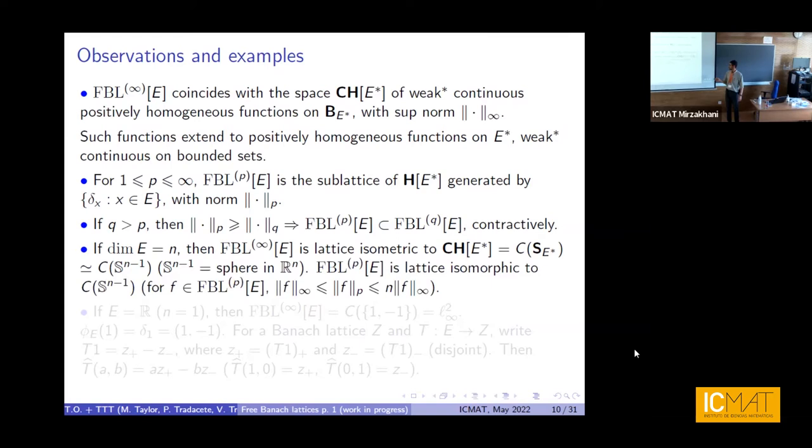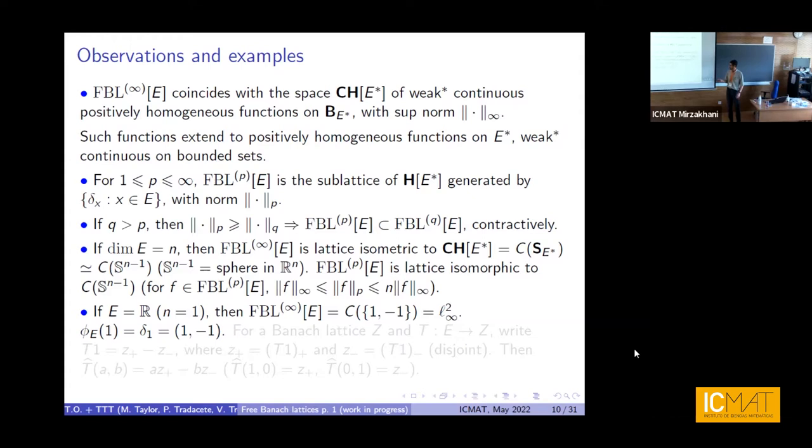When p is finite, we don't have this isometric identification, but we still have an isomorphic identification. And we actually have control of the norms because, in general, the p norm will be greater than or equal to the infinity norm, and in turn this will be less than or equal to n times the infinity norm, where n is once again the dimension of E. It's also easy to describe the infinity free Banach lattice when n is equal to one, so E is just a one-dimensional Banach space. By the way, I forgot to say that in this talk, all my Banach spaces are real. I'm not touching complex numbers or complex Banach lattices.